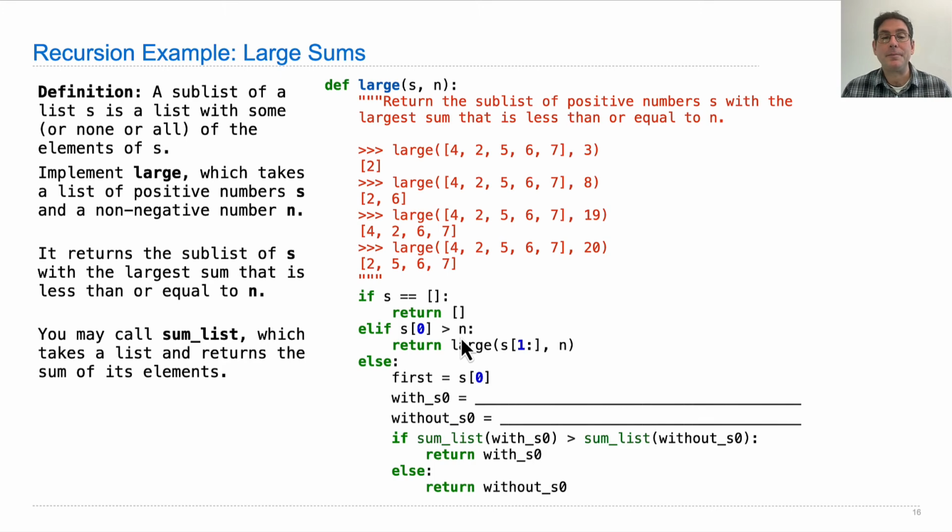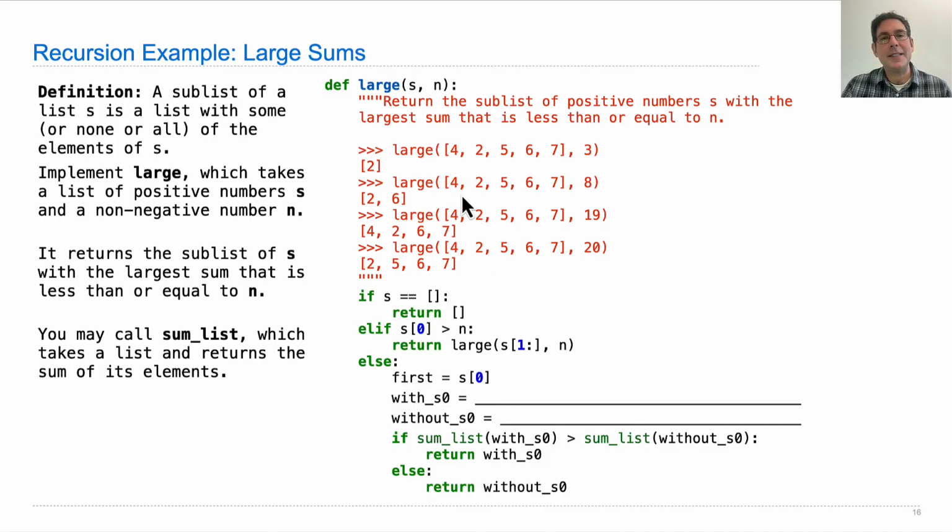So down here, we know that first is less than or equal to n. We're either going to use first or we're not going to use it. If using it gives us a bigger sum than not using it, we'll return that. Otherwise, if not using it returns a bigger sum, we'll do that. Is that possible? It is.